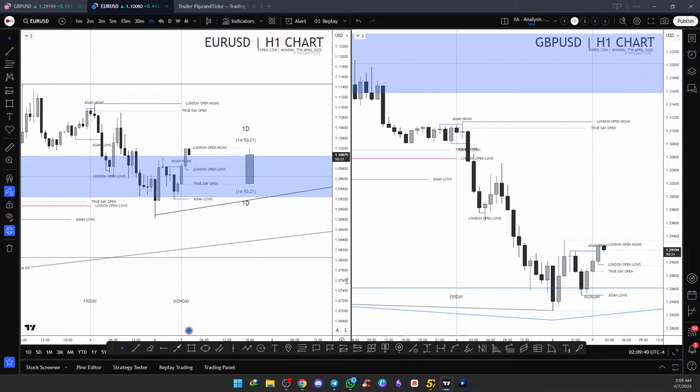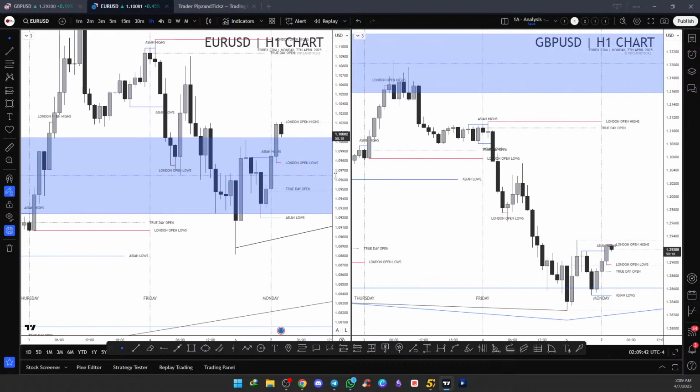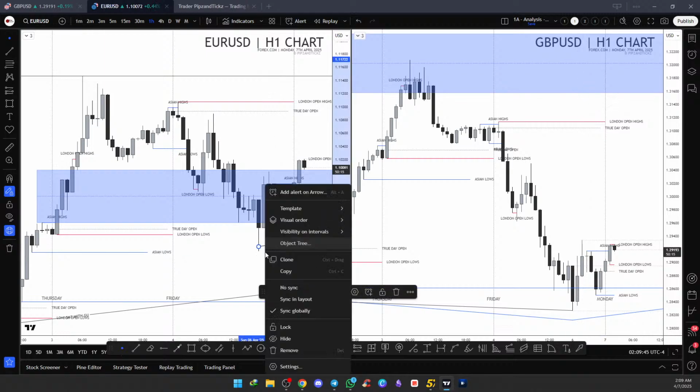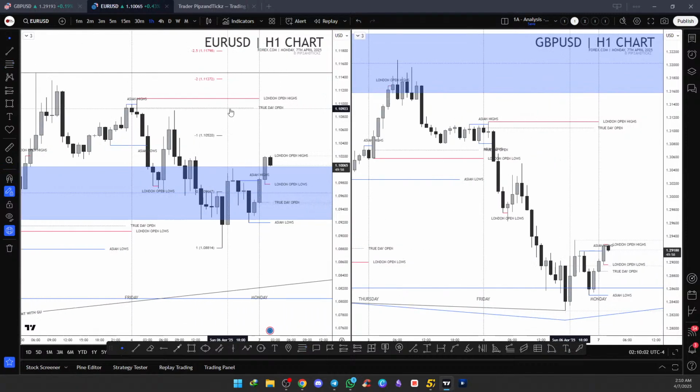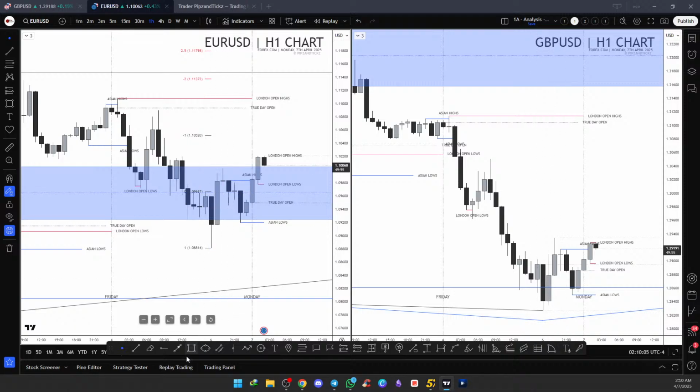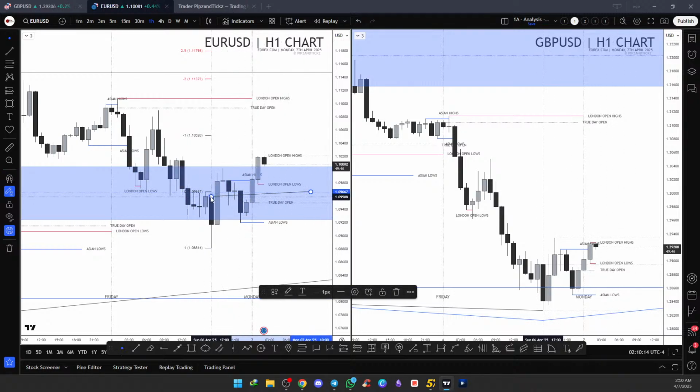Switching to 1 hour. Nice. See, we got the change in state of delivery here. This could be the order block, and this is the breaker in the H1 time frame. So price traded into the order block.